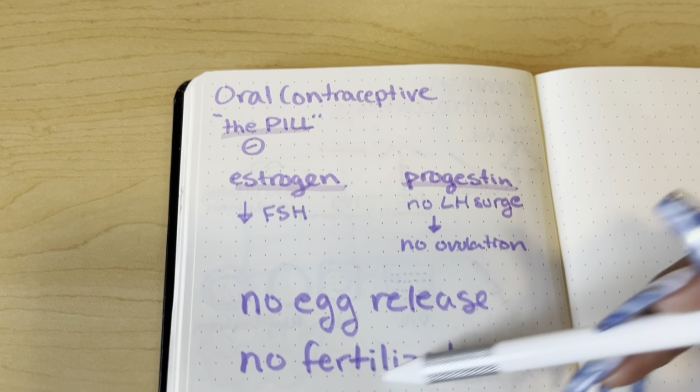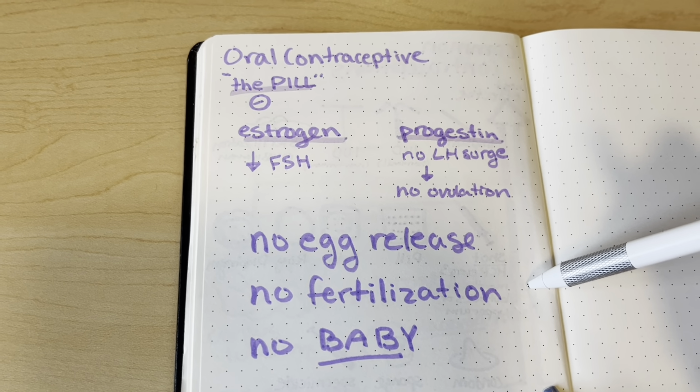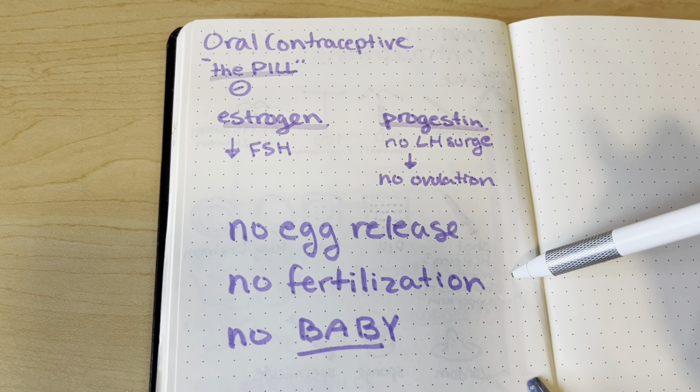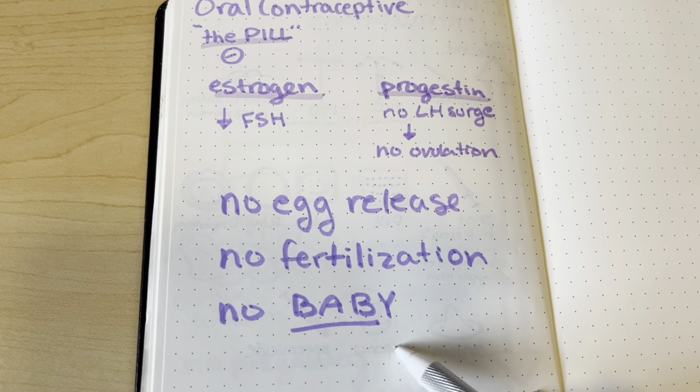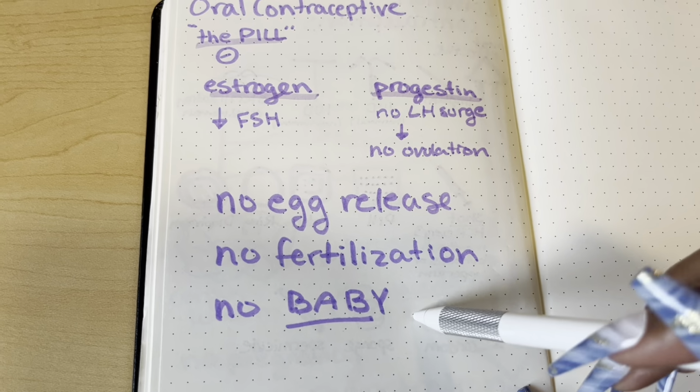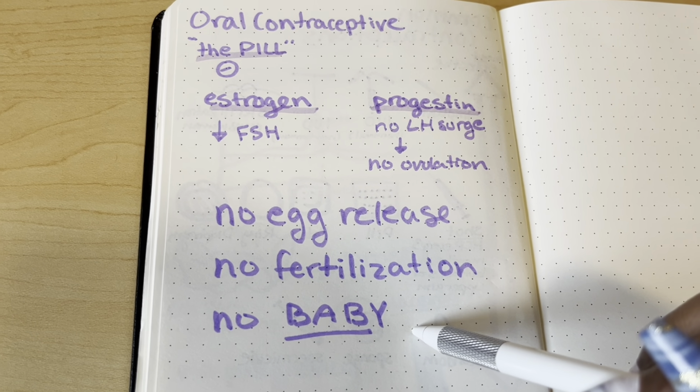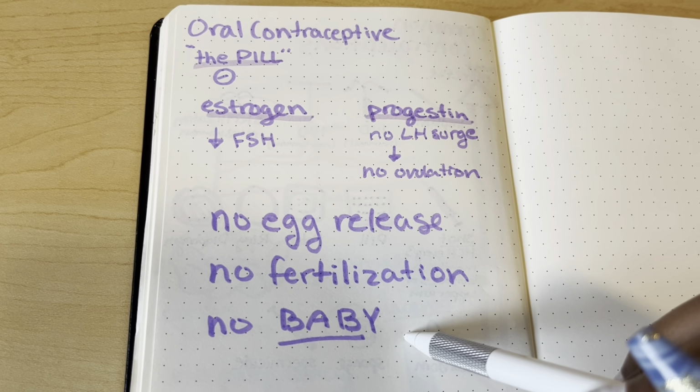The constant level of progestin makes the lining of the uterus inhospitable to the implantation of an embryo, meaning no baby. The continued delivery of estrogen and progestin maintains the suppression of FSH and LH.